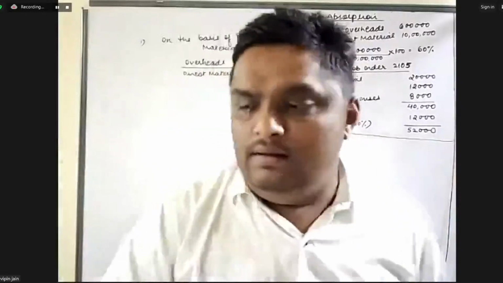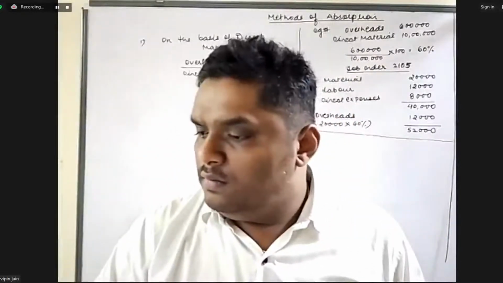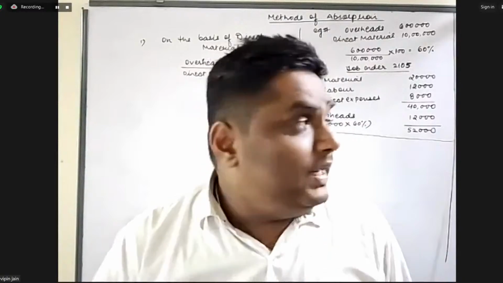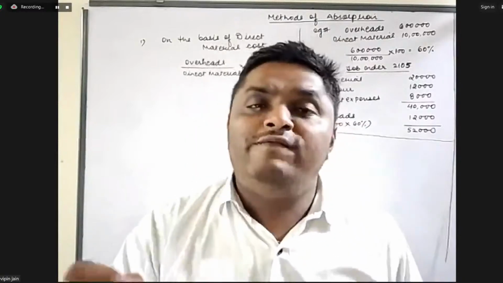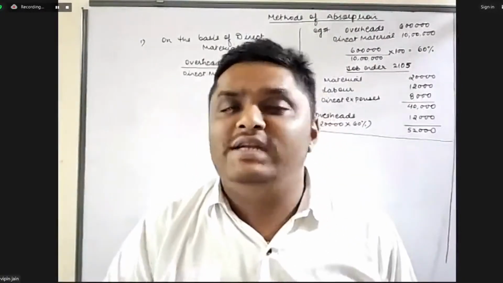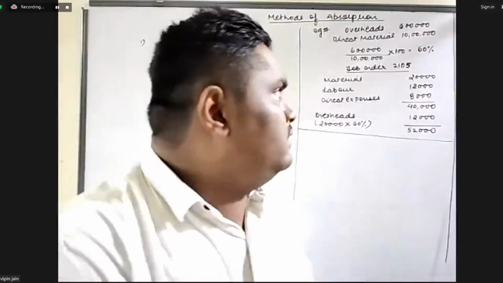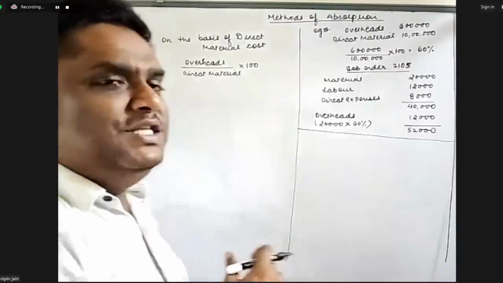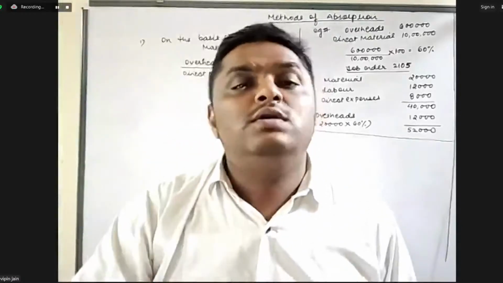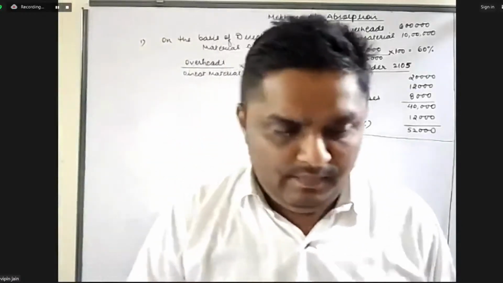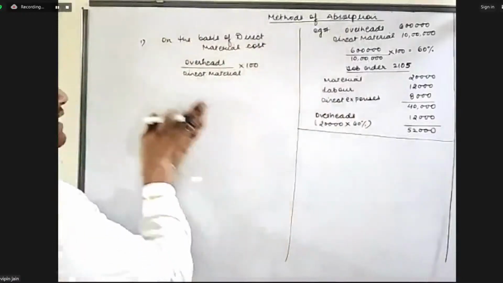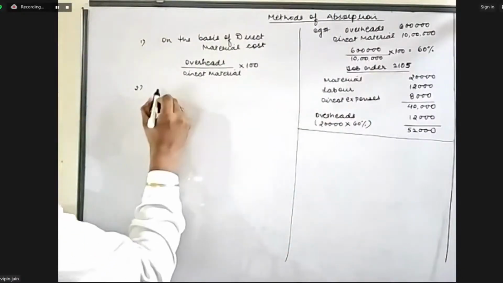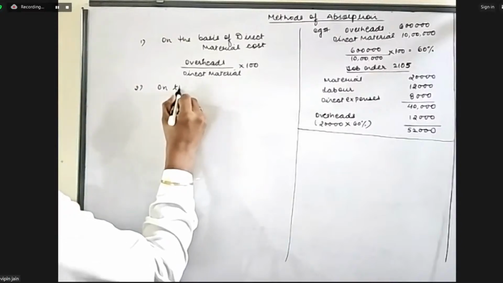I repeat again. If the overheads are absorbed on the basis of percentage of direct material, then the formula is very simple. That is overheads divided by direct material into 100. It means overheads are what percentage of the material cost. There are more methods for absorption of overhead. It can be on the basis of prime cost also.